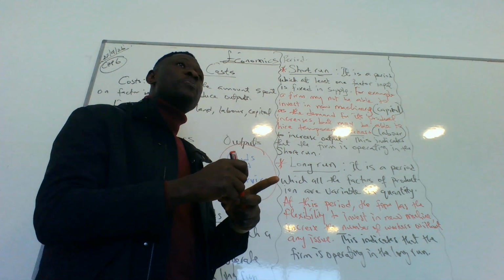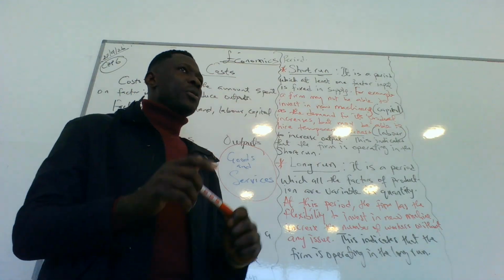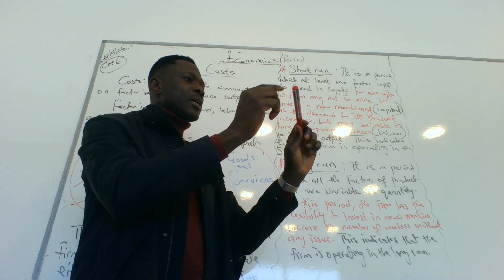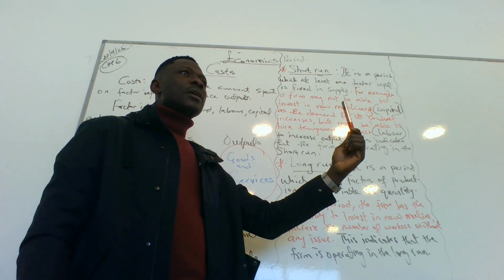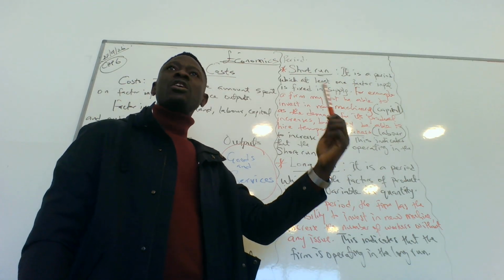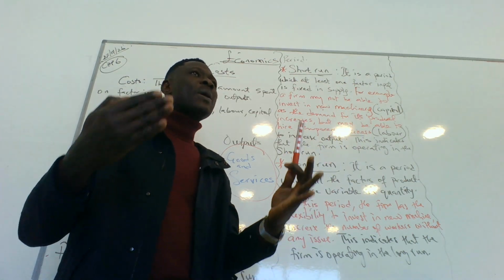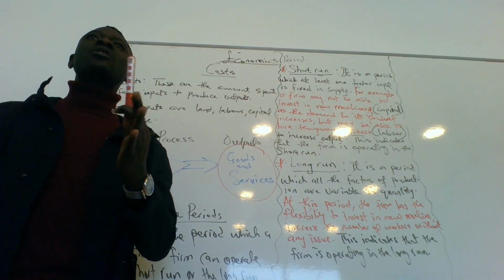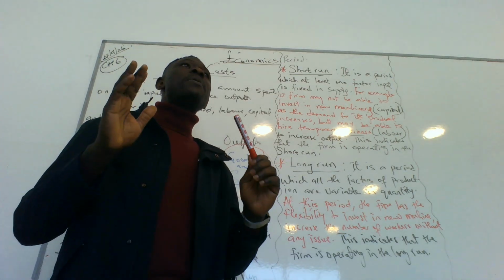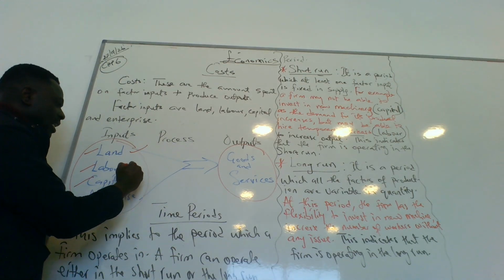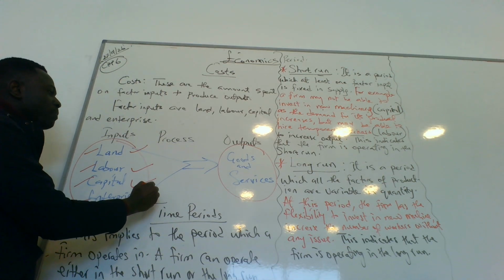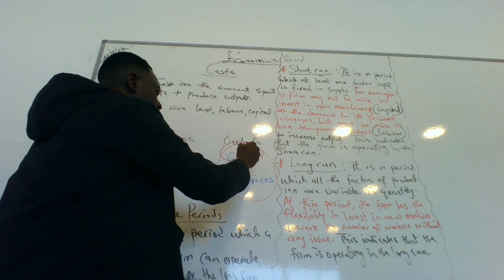Cost is how much we spend to produce a product. So this is a company that produces markers. The amount this company spends in the cost of producing these markers before they are available to be sold is called cost. Which simply means this business would have spent on land, labor, capital, and enterprise to be able to produce a marker.